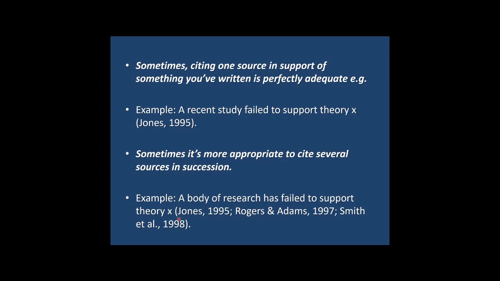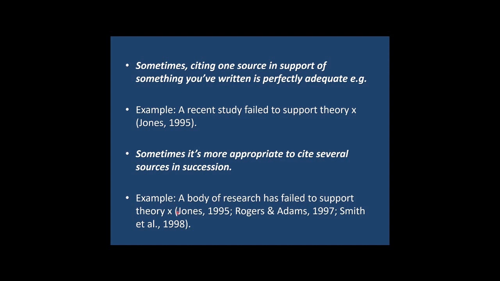Now, as you can see, it's kind of like a parenthetical citation, just a bit longer, but it works the same way. The first thing to note is that when you're going to chain a number of different sources together, you need to make sure that the order in which you cite those sources is alphabetical. So you can see here we've got J for Jones, then R for Rogers, then S for Smith.